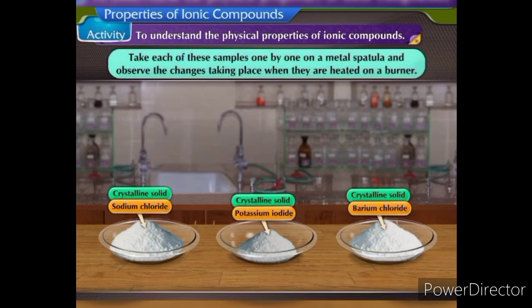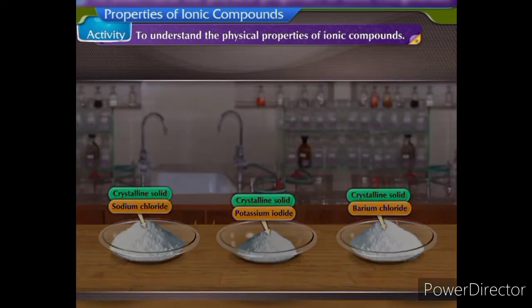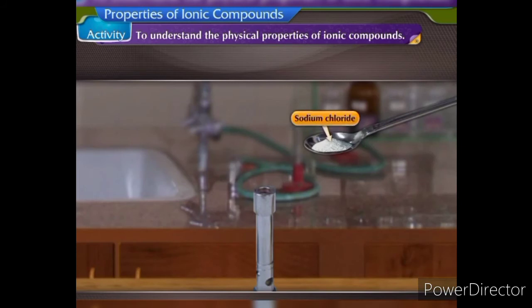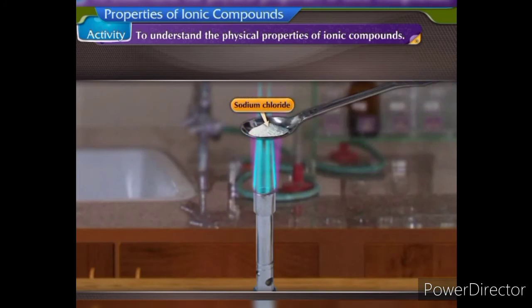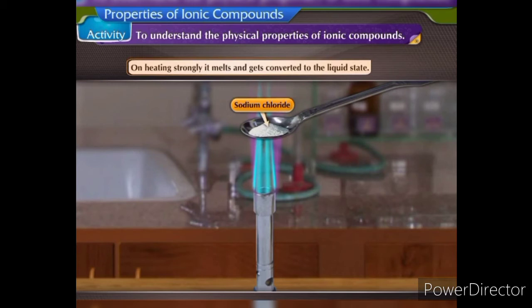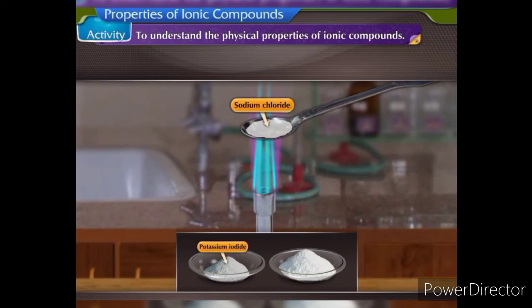Now let us take each of these samples one by one on a metal spatula and observe the changes taking place when they are heated on a burner. We shall begin with sodium chloride. Heat sodium chloride. What do you observe? Sodium chloride does not melt easily. On heating strongly, it melts and gets converted to the liquid state. Potassium iodide and barium chloride also melt after prolonged heating.